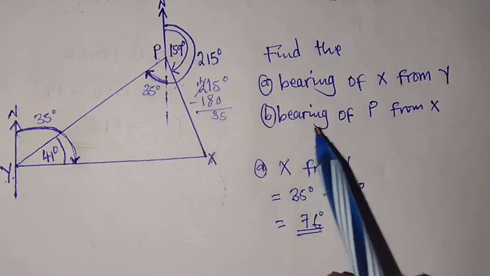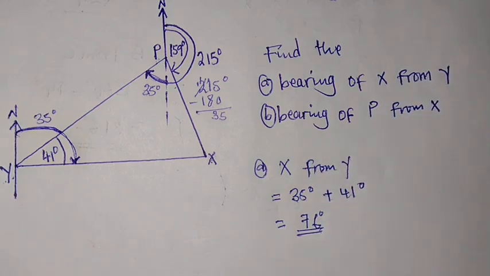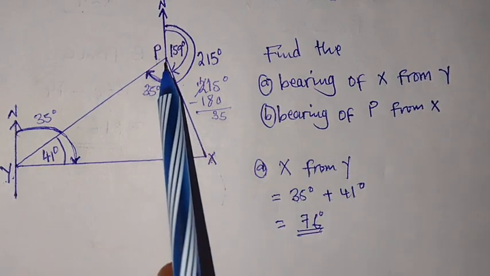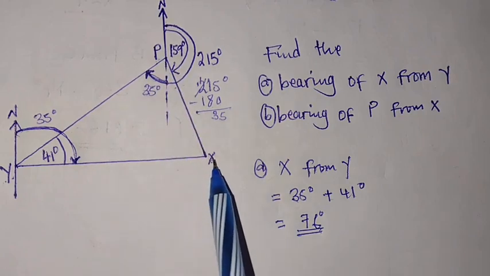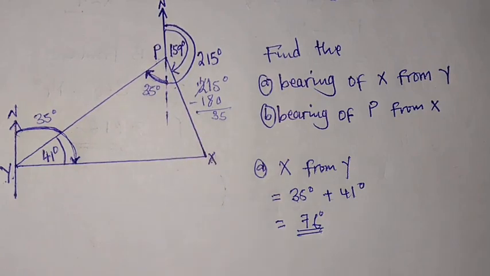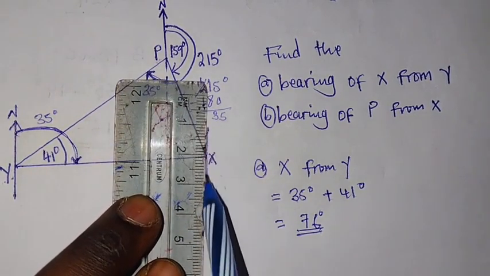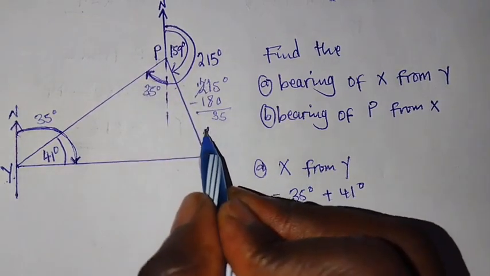That is the bearing of X from Y. So let us now find the bearing of P from X. They are saying from X, on X, that is where we need to draw the north. So we are going to draw our north right here on X.